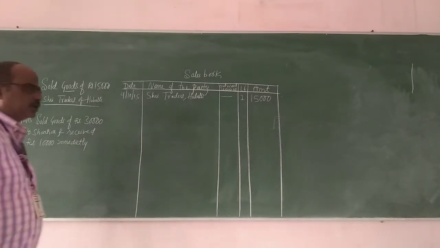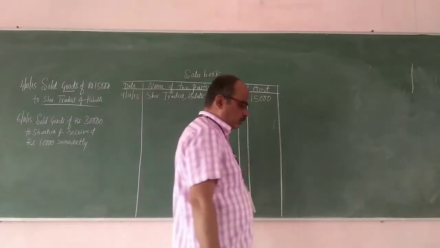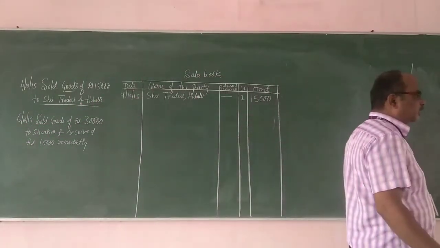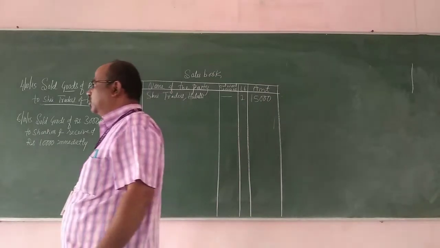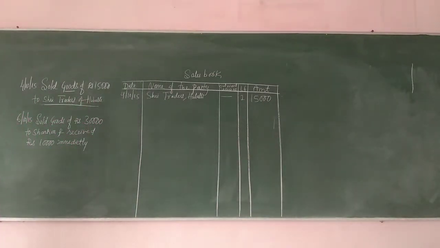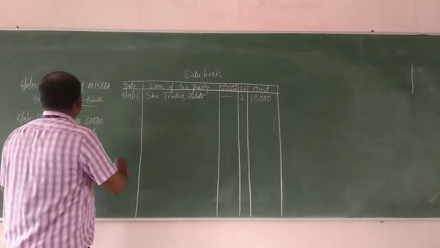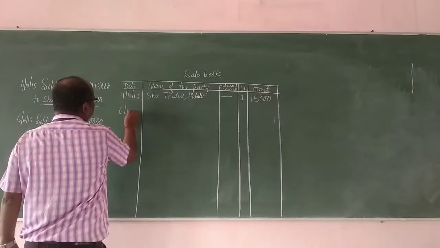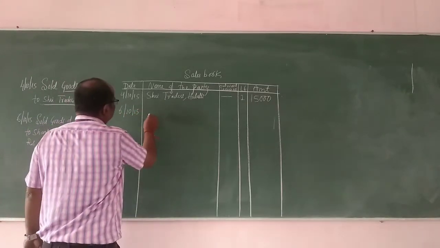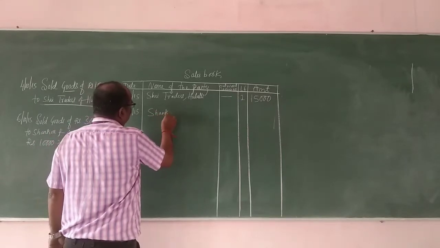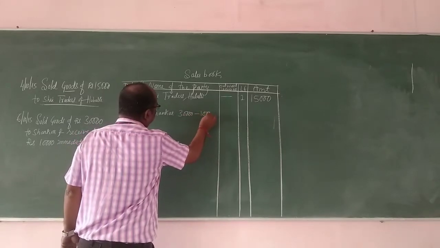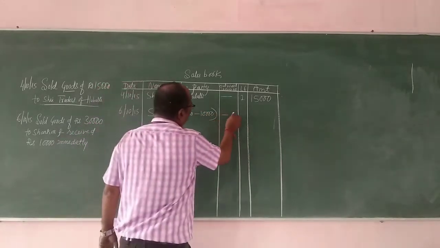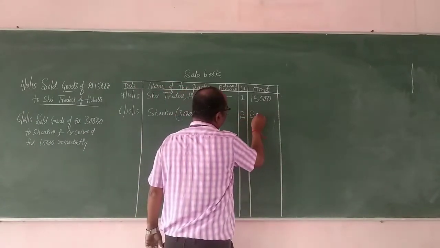And in the sales book, you need to record only credit transaction in regards to sale of goods. So only that part of goods sold for credit can be recorded in the sales book. So on 6/10/2015, Shankar, out of 30,000 he has paid cash how much? 10,000. So here we will record how much? Only 20,000.